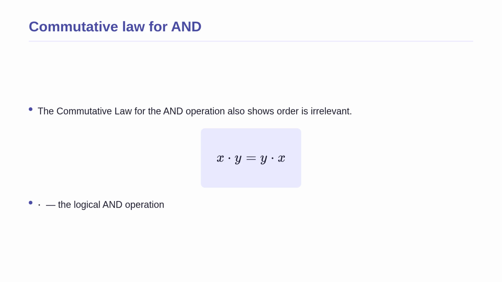Similarly, we have the commutative law for the AND operation. This formula shows that order is also irrelevant when requiring two things to be true simultaneously. Here, the dot symbol represents the logical AND operation. If you are checking multiple requirements, the sequence of your checks does not change the final outcome. For example, saying it is raining and it is cold means the exact same thing as saying it is cold and it is raining. Whether x or y comes first, both must be true for the result to be true.